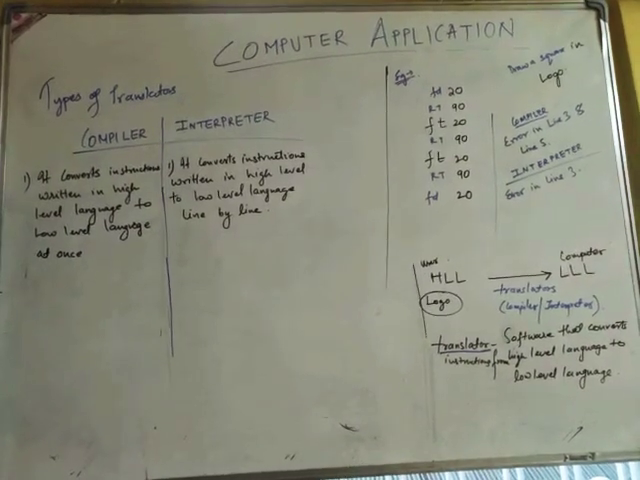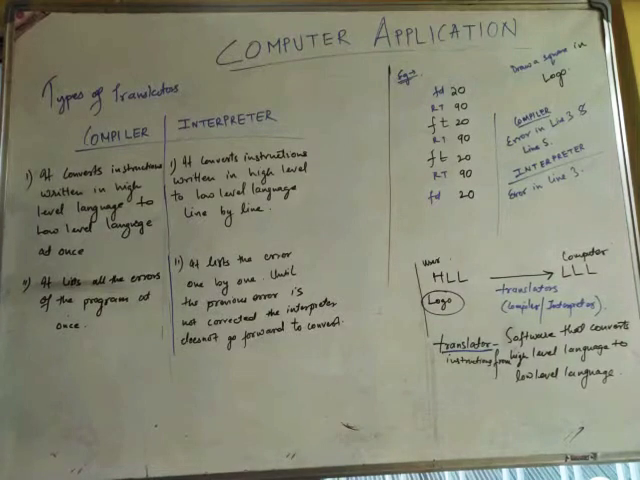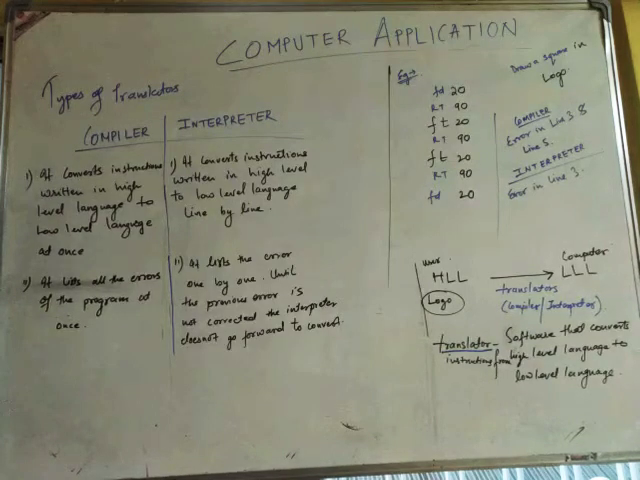The second difference is what? The compiler lists all the errors of the program at once. Whatever errors are there will be listed at the end. Whereas the interpreter lists the errors one by one, and until the previous error is corrected, it does not go forward to convert. So until the previous errors are corrected, we cannot look for further conversion. Clear? Understood? This is the key difference between compiler and interpreter. So this is how it works.